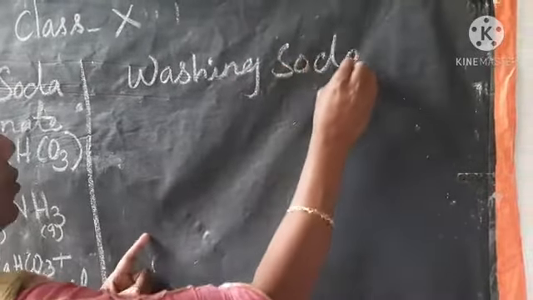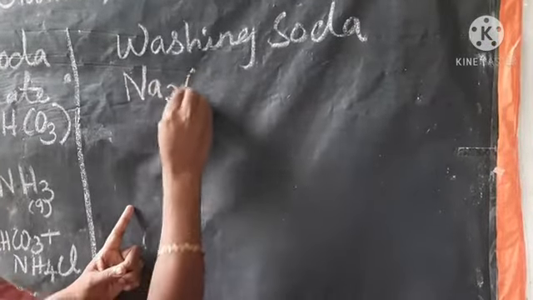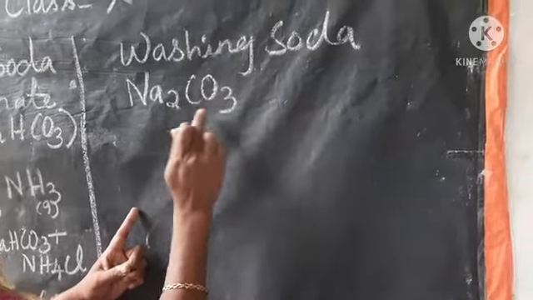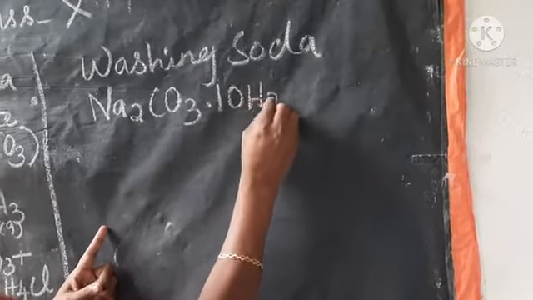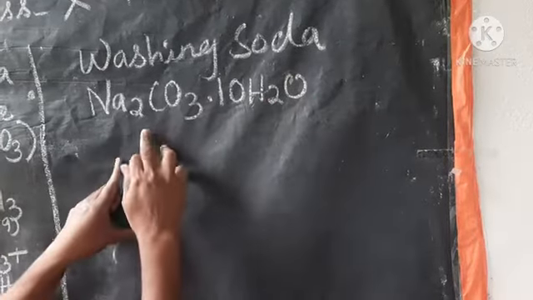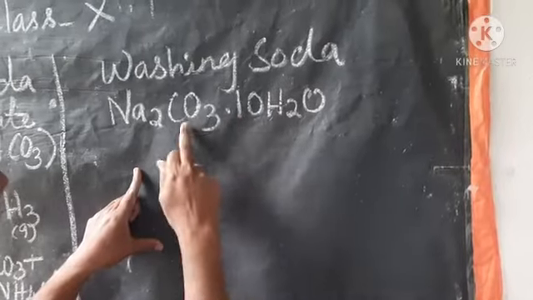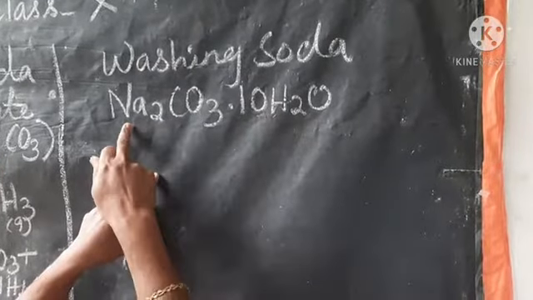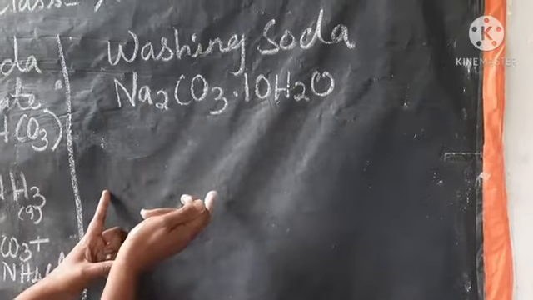Washing soda. It is none other than Na2CO3. What is Na2CO3? Sodium carbonate along with 10 molecules of water. Okay, we have already studied what is water of crystallization: a fixed number of water molecules in one formula unit of the salt. Okay, how is it prepared?